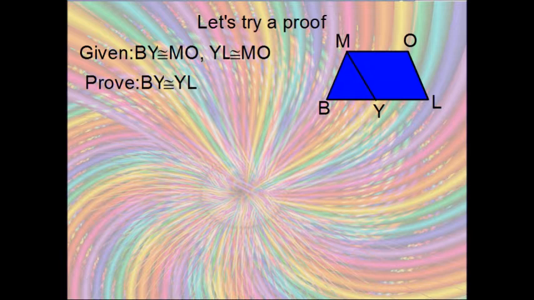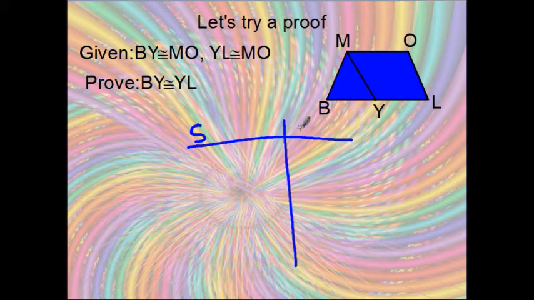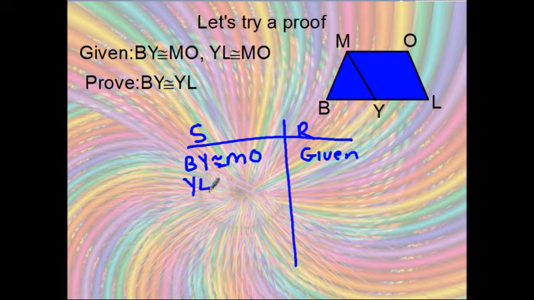So here we go. Here's going to be my statement and reasons. I'm going to start off by writing my givens. Now, I'm going to strongly encourage you to always draw out your picture. That way we can put in our tick marks as needed. So we're going to start off with BY is congruent to MO. The reason is because it's given. And also, YL is congruent to MO. Also because it's given. Now, I'm going to start by putting some tick marks in here. BY is congruent to MO.